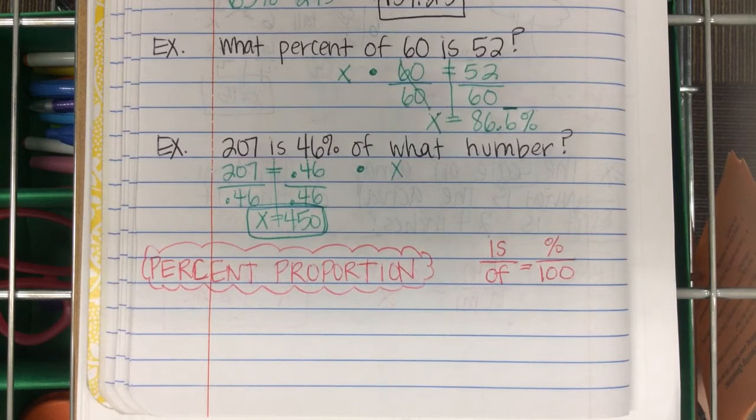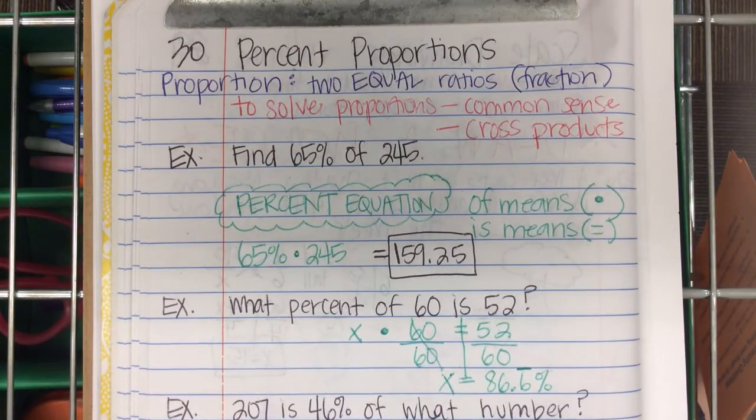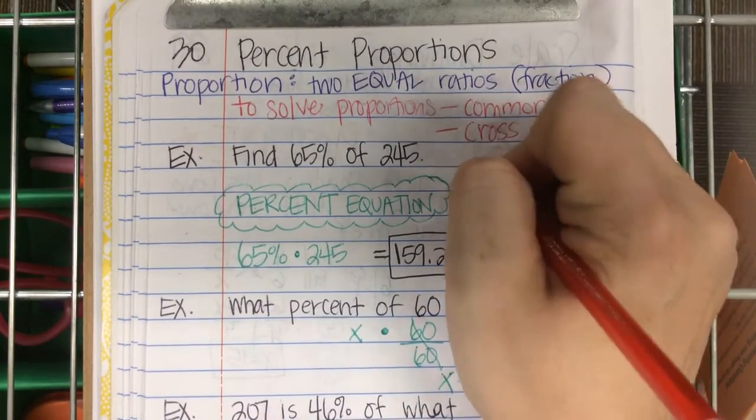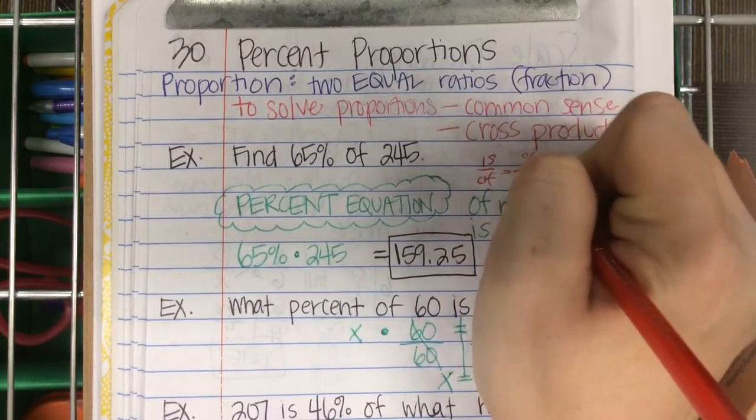This other way, writing an equation, you do not have to memorize because you know that is means equals and of means times. You already can do this. The percent proportion you have to memorize, and it has to be exactly this way. So let's go back to the beginning. The percent proportion is is over of equals percent over 100.